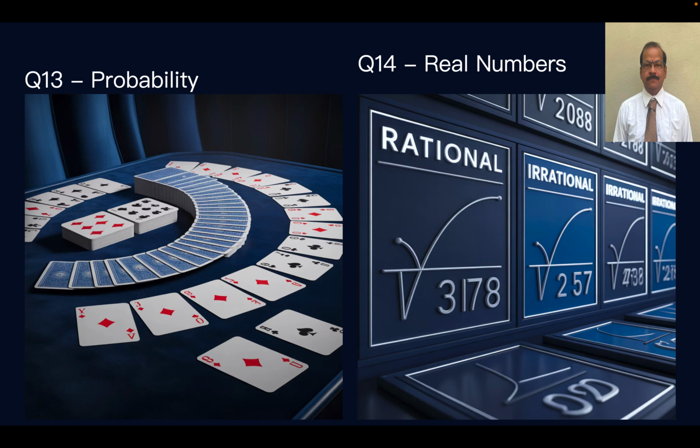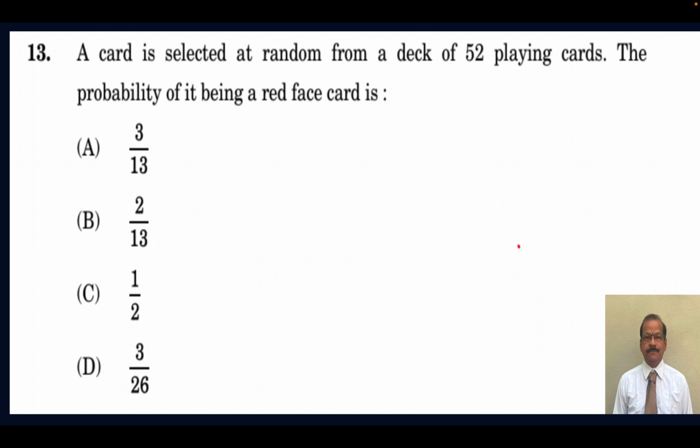Question 30 is on probability. Question 14 is on real numbers. 15 and 16 we will discuss after this.